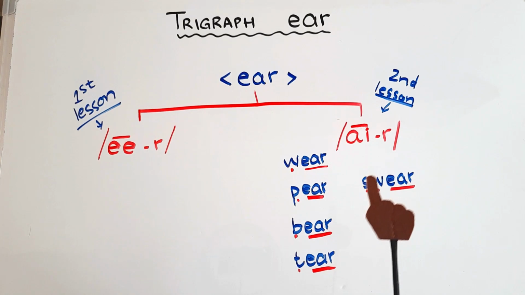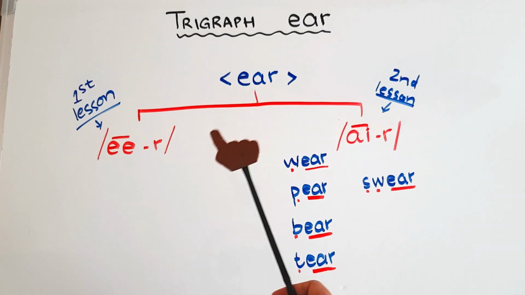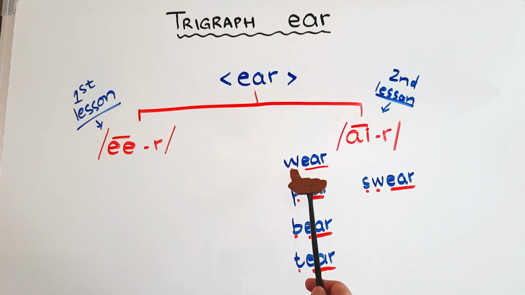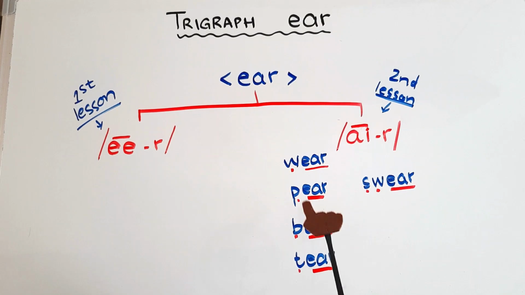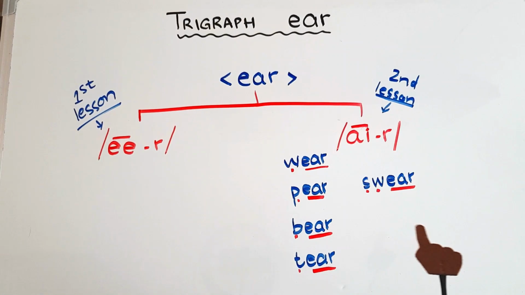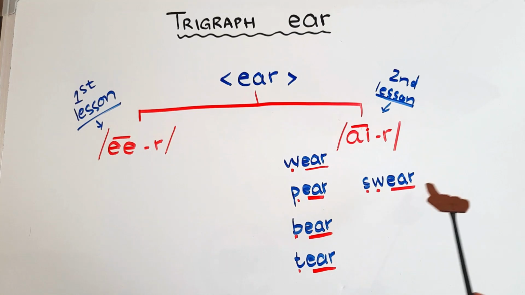But the good thing is that we have just a few common words with this sound of the trigraph EAR. The words are wear, as if you wear a coat, wear, pear, the fruit, bear, it's an animal and it's a verb as well. I cannot bear him. Tear, to rip something, as if you are tearing a paper. Then we have swear, with the blend sw.